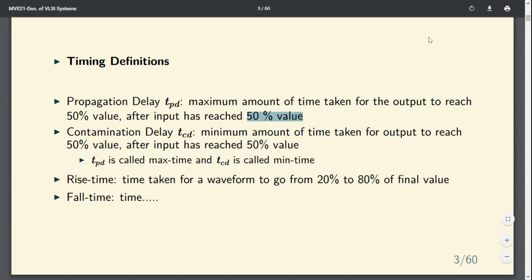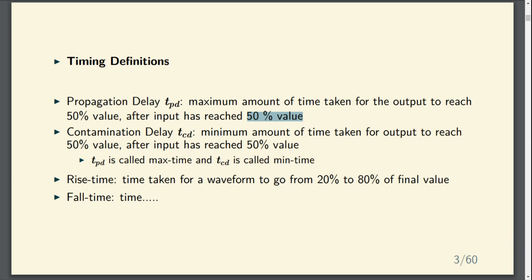How can we change the timing? How can we reduce, rather than change, the timing of any circuit? Before all that, we will just look at some basic definitions. The first definition is propagation delay. This is a delay between input and output.